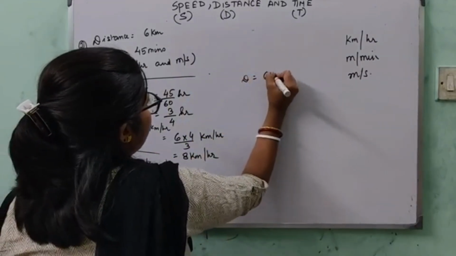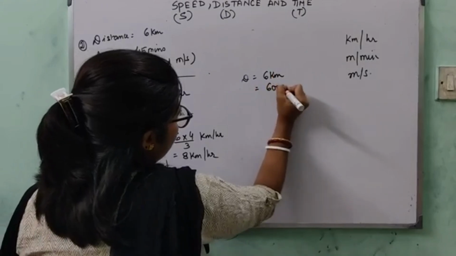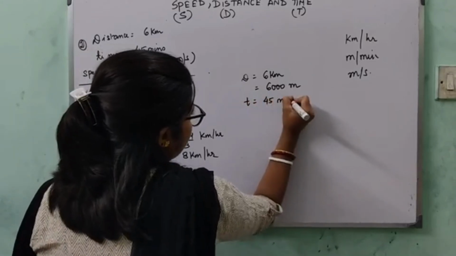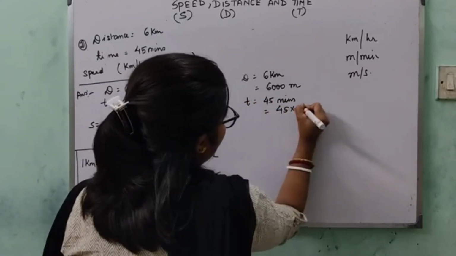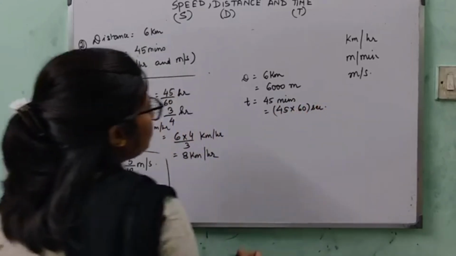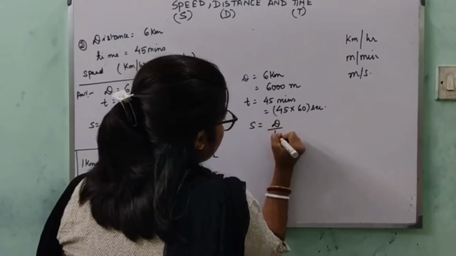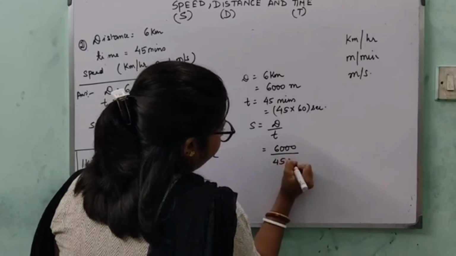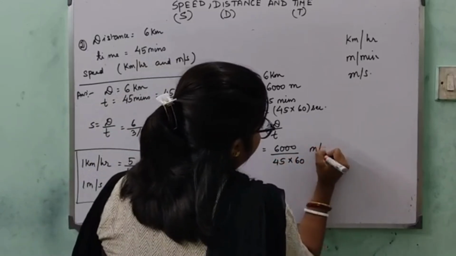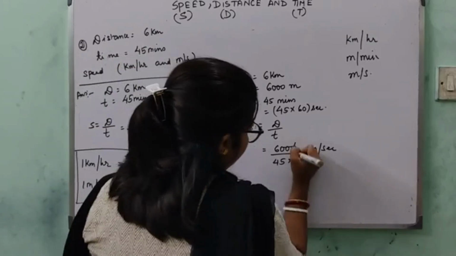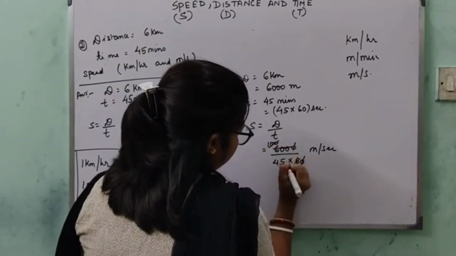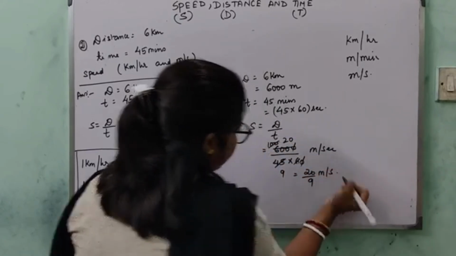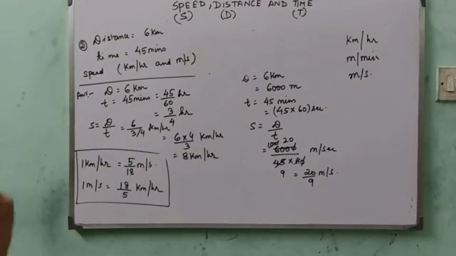So distance is given to us in kilometers, so that is equal to 6000 meters. Time is given to us as 45 minutes, that is equal to 45 into 60 seconds. So speed is equal to distance by time. So distance is 6000, time is 45 into 60, and this will be in meter per second. So 20 by 9 meter per second. Now this is using the conversion of what is given.